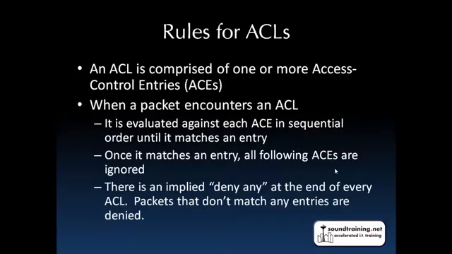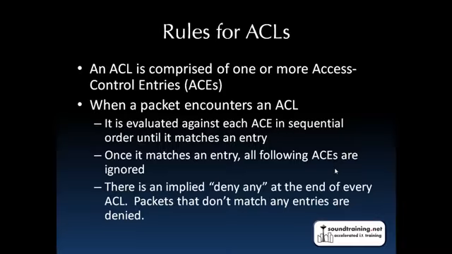Here are the rules for ACLs. An ACL is comprised of one or more access control entries. These entries are one line in an access list. When a packet encounters an ACL, it's evaluated against each access control entry in sequential order until it matches an entry. Anything that comes after a match is not even evaluated, doesn't even see it. Once it matches an entry, all following ACEs are ignored.